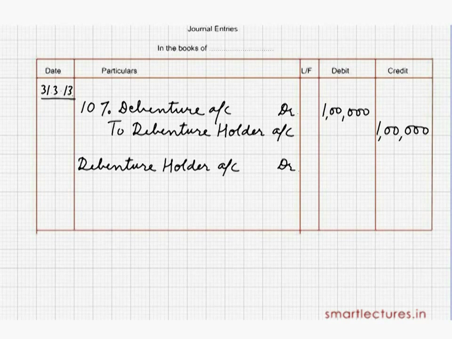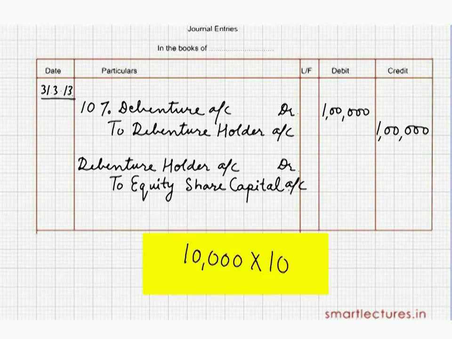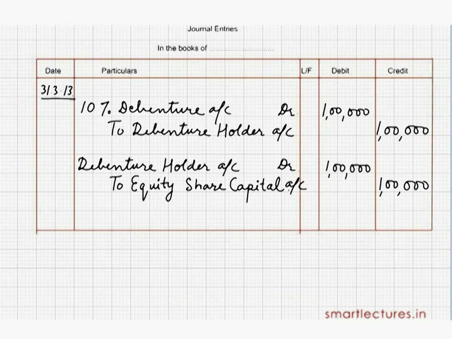It means debenture account has been cancelled, and today the amount due to debenture holder is 1 lakh rupees. Now debenture holder to, not bank, we should write down to equity share capital account. That will be 1 lakh rupees. It means previously we used to write down to bank account. Now we'll write down equity share capital because the company has issued equity shares of the maturity values to these debenture holders.